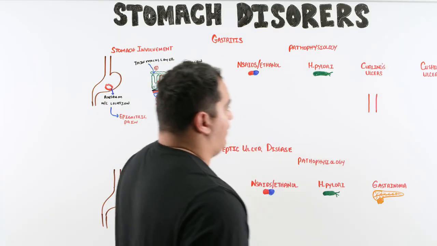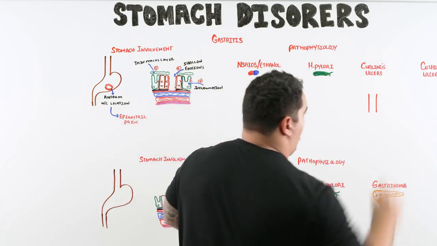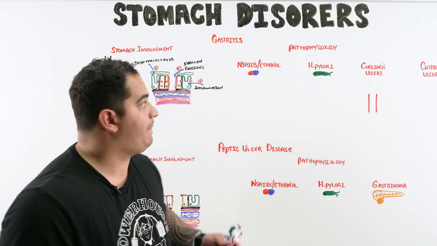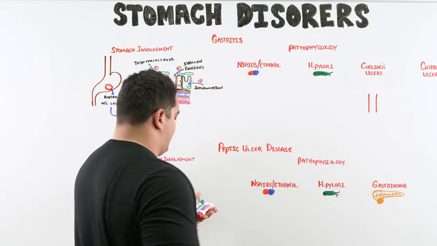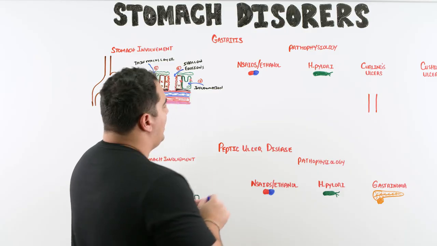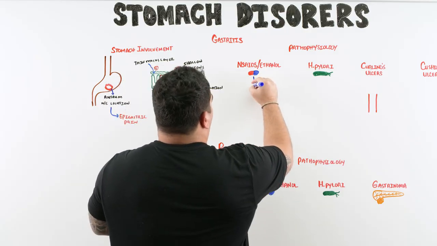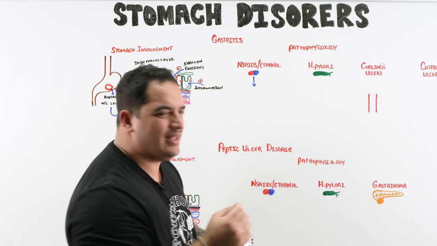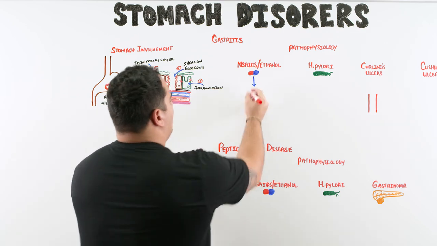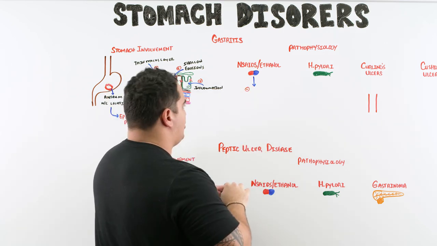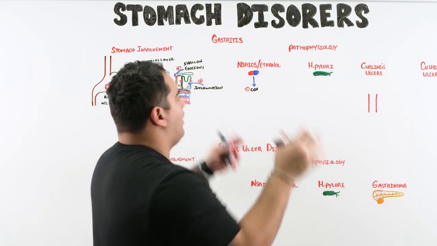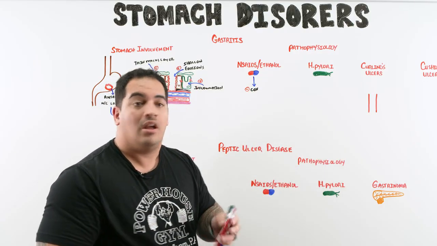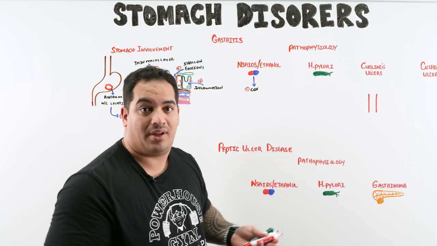So we come over here to the pathophysiology, and these are the 4 most common causes that are going to be tested on in your exam. The first one is NSAIDs and ethanol, and I put more emphasis on the NSAIDs. These drugs inhibit an enzyme called cyclooxygenase, which is supposed to convert arachidonic acid into prostaglandins. But if I inhibit that enzyme, can I make prostaglandins?